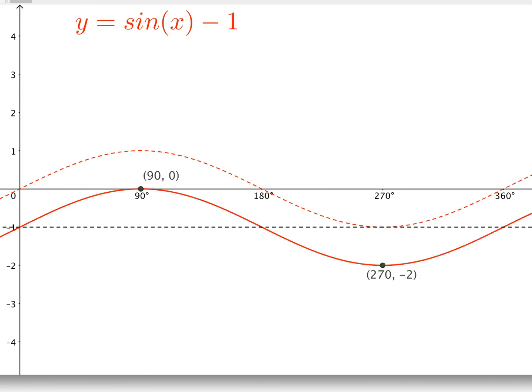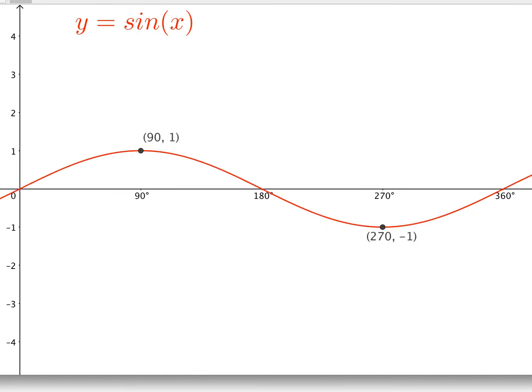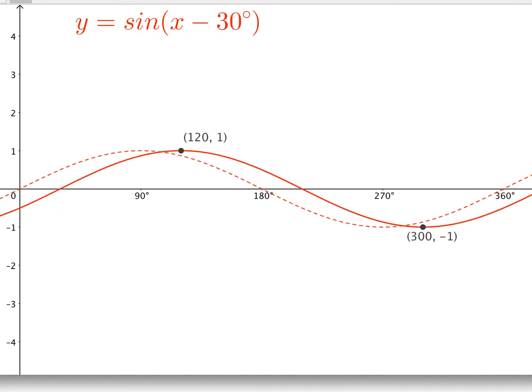In the same way, if in the brackets it says x minus 30, you must put in 30 more for x to compensate for this 30 being taken away. So when you want 90 degrees, you've got to put in 120, because 120 minus 30 makes the 90. So your angles go up 30 degrees, and that makes the graph move to the right. So it says minus 30, you actually add 30 to the x coordinates.